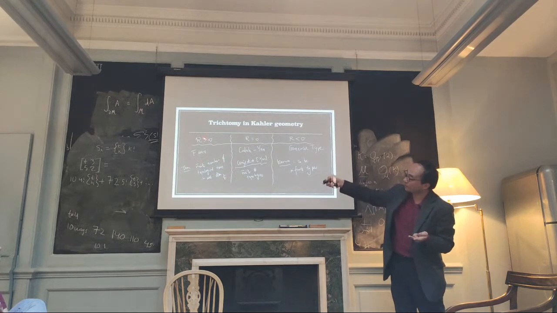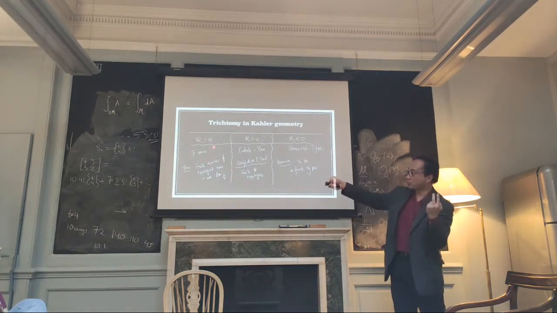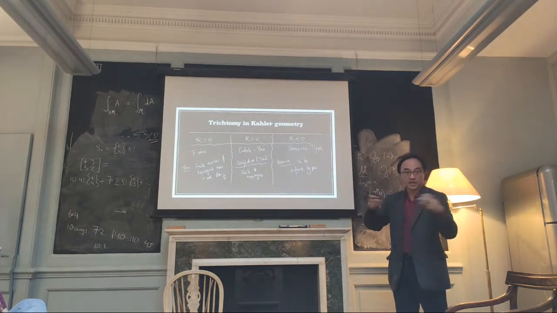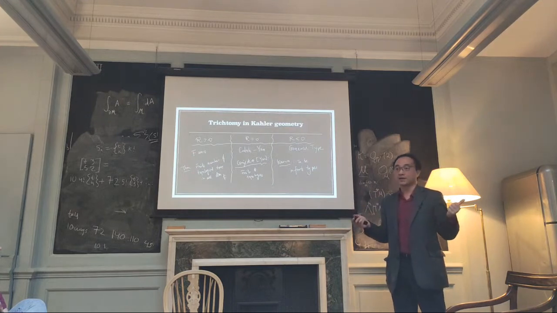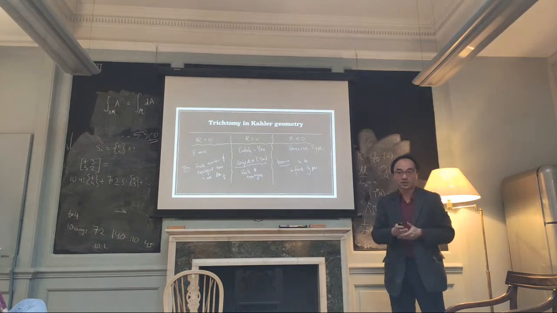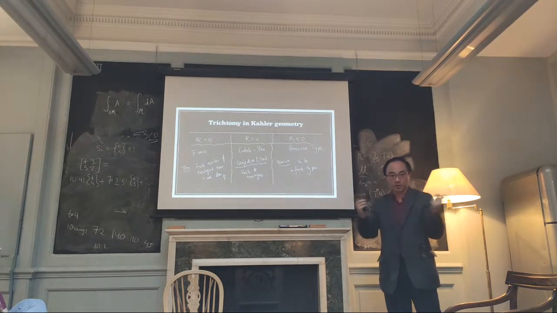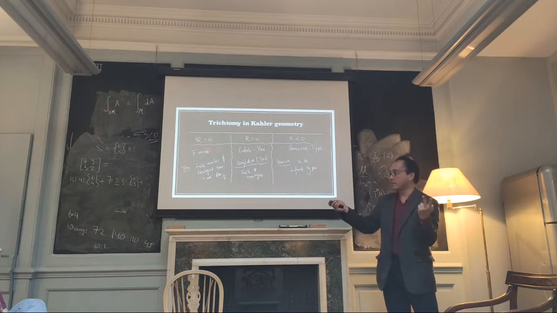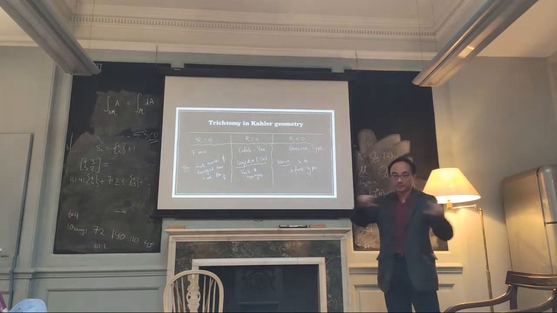Fano varieties of complex dimension 2, you can start listing them out. They're the del Pezzo surfaces. That's why we like them so much. So there's CP1 cross CP1, that's one of them. There's CP2, that's another one, which is also Fano. And there are 9 other exceptional cases. So it's again consistent with this theorem. There's a finite number of topological types for these.